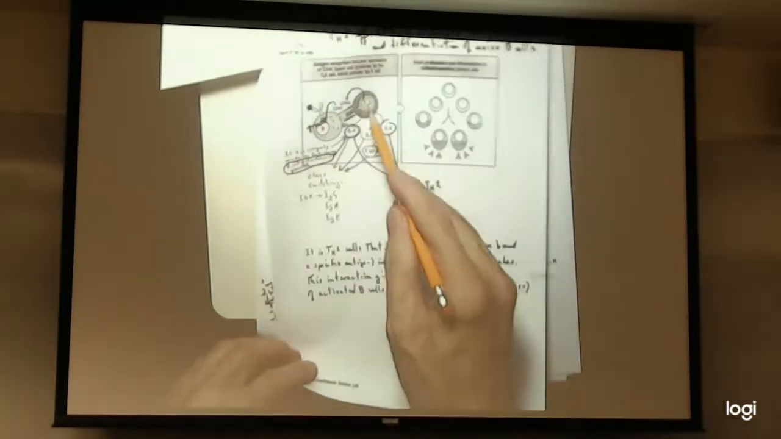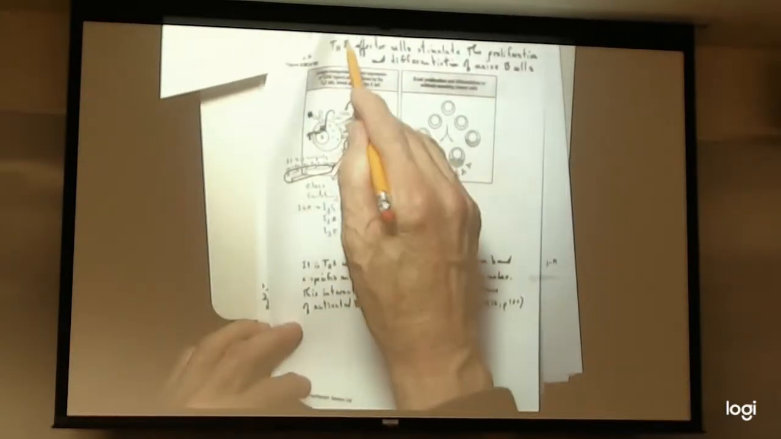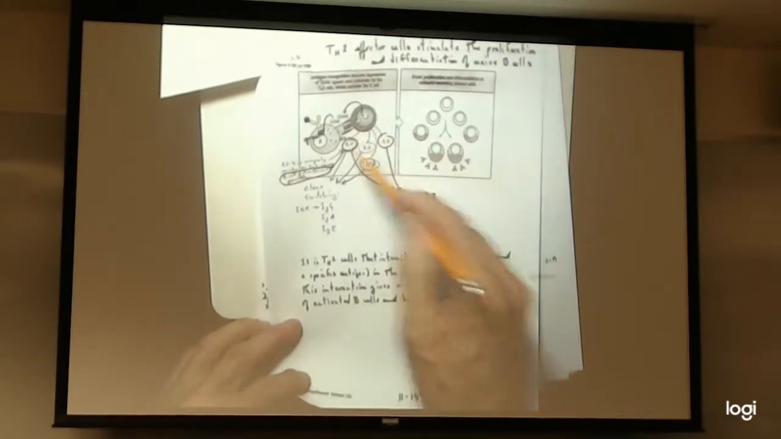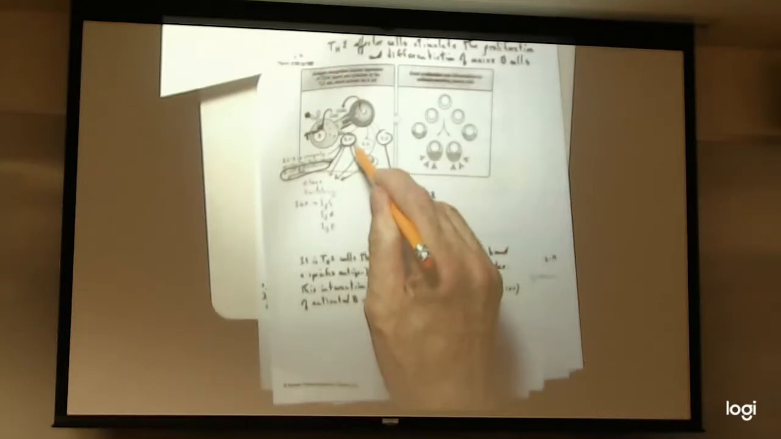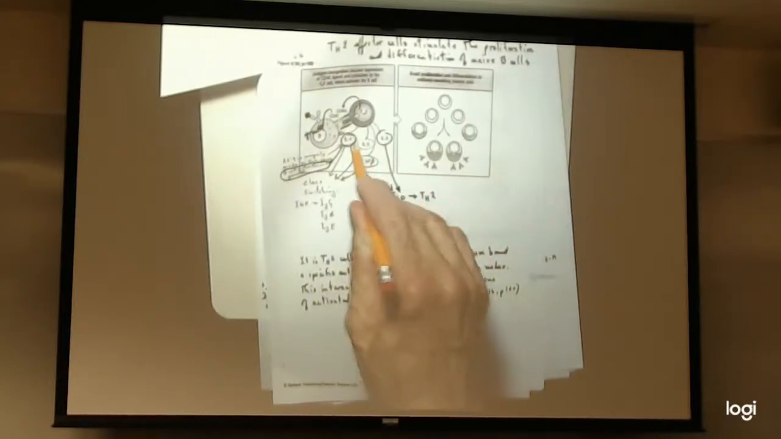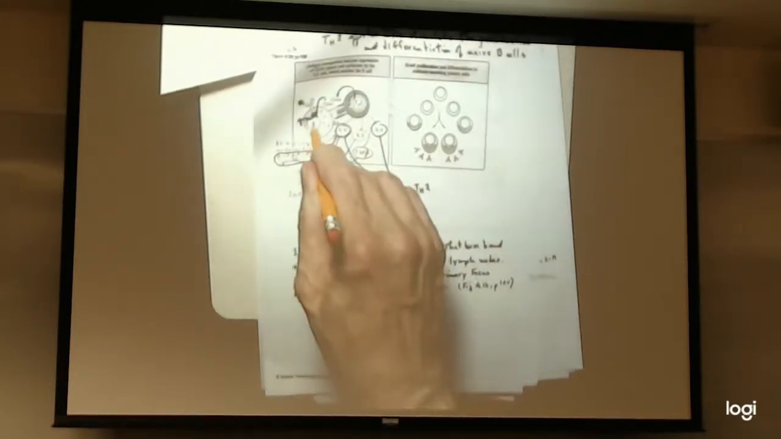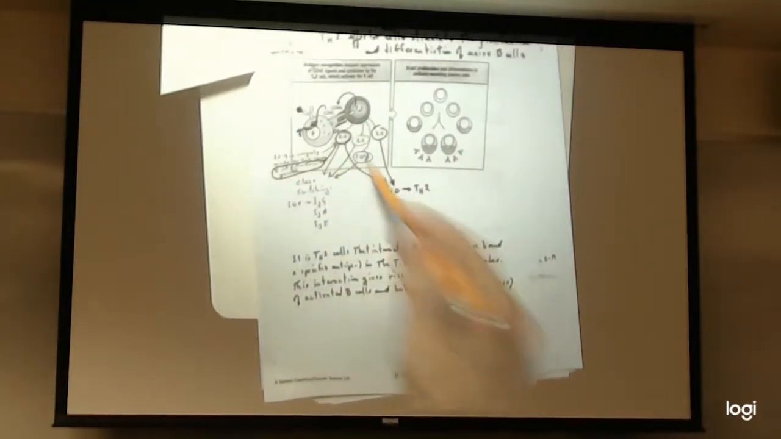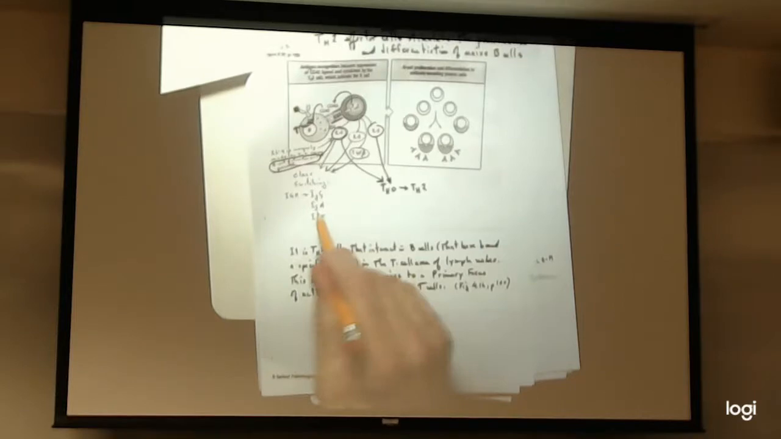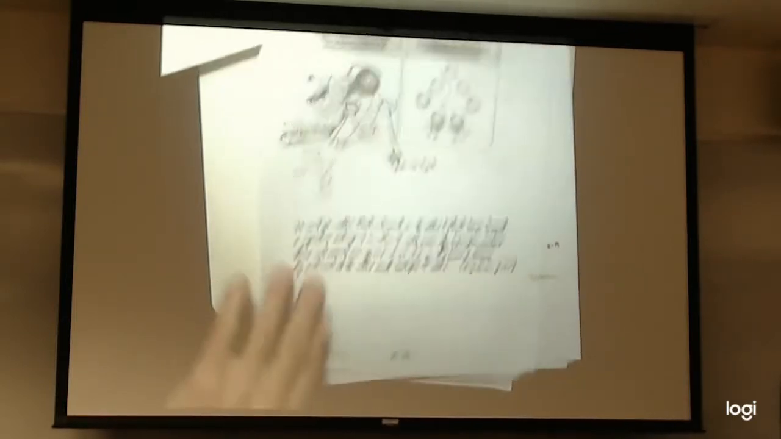Again, helper 2 cells here. This is what T helper 2 cells do. Among the things they secrete is IL-4, 2468. IL-4 is B cell growth factor. It's going to make this B cell able to proliferate. And also some other cytokines that are involved in class switching decisions.